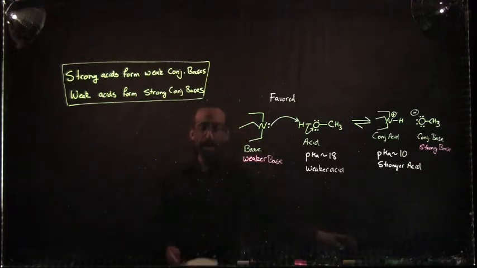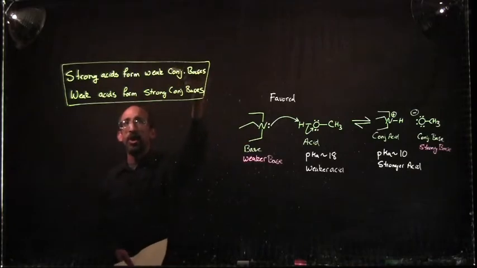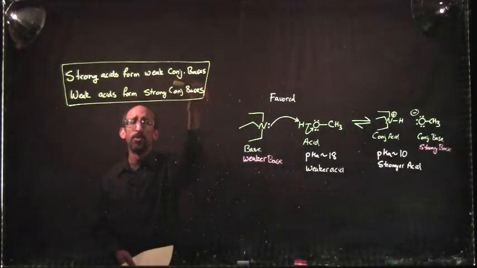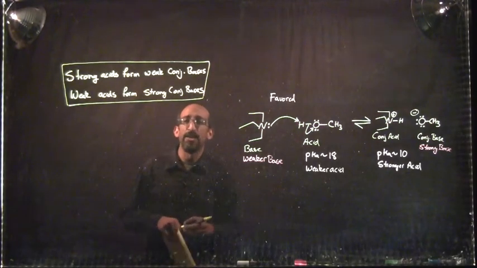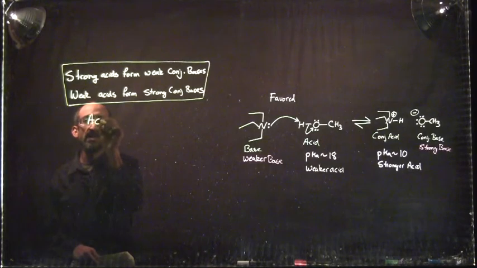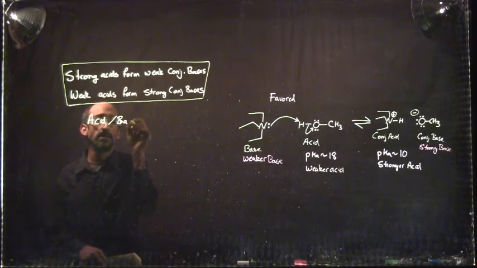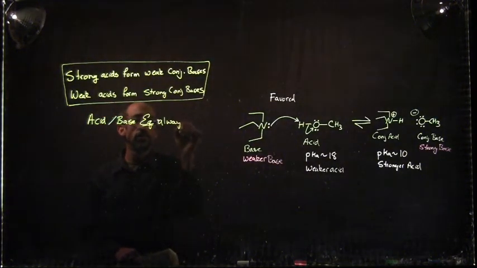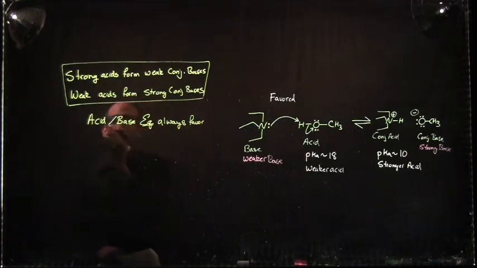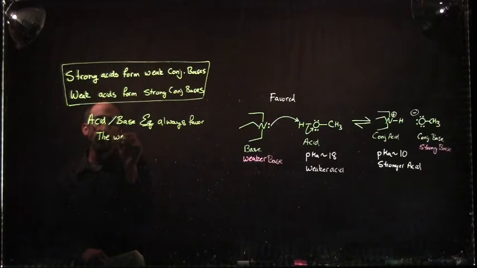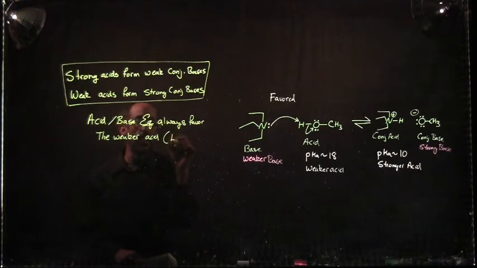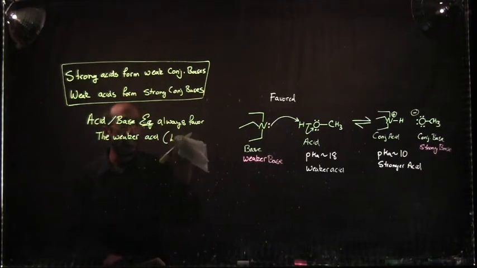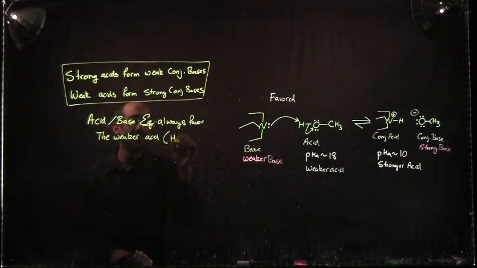And so one last rule that we're going to put that's a corollary to strong acids form weak conjugate bases, weak acids form strong conjugate bases, is that we're going to add on to there that acid-base equilibria always favor the weaker acid, or the side that has the highest pKa.